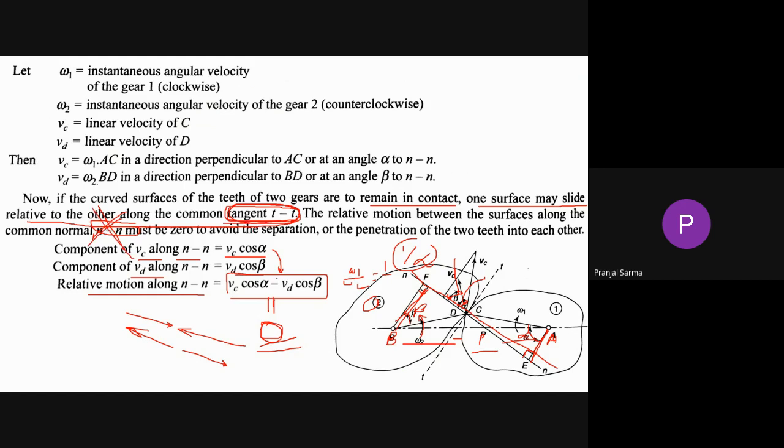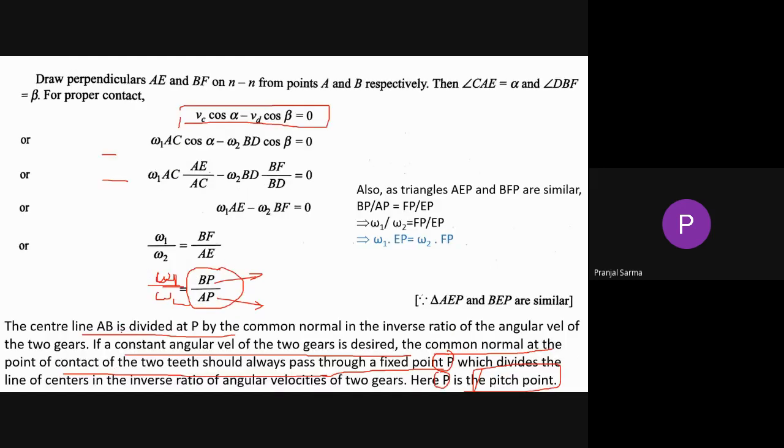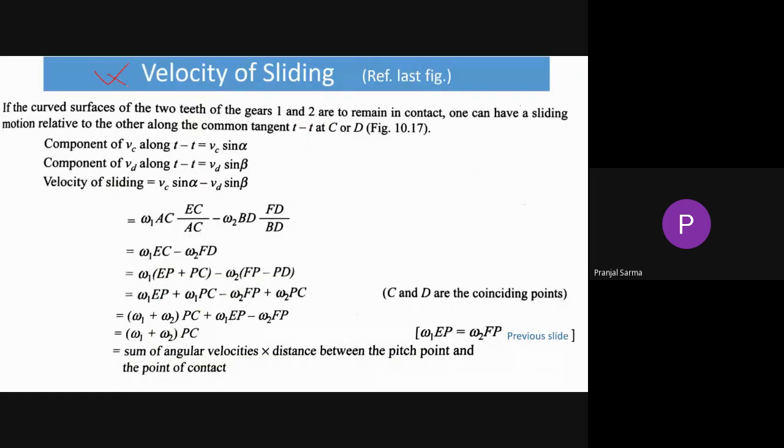Okay, so now once again, with respect to this previous figure only, we are going to find out what is the velocity of sliding. We have seen that if the curved surfaces of the two gears, that is gear one and gear two, are to remain in contact, one can have sliding motion relative to the other, that is in the common tangent direction.